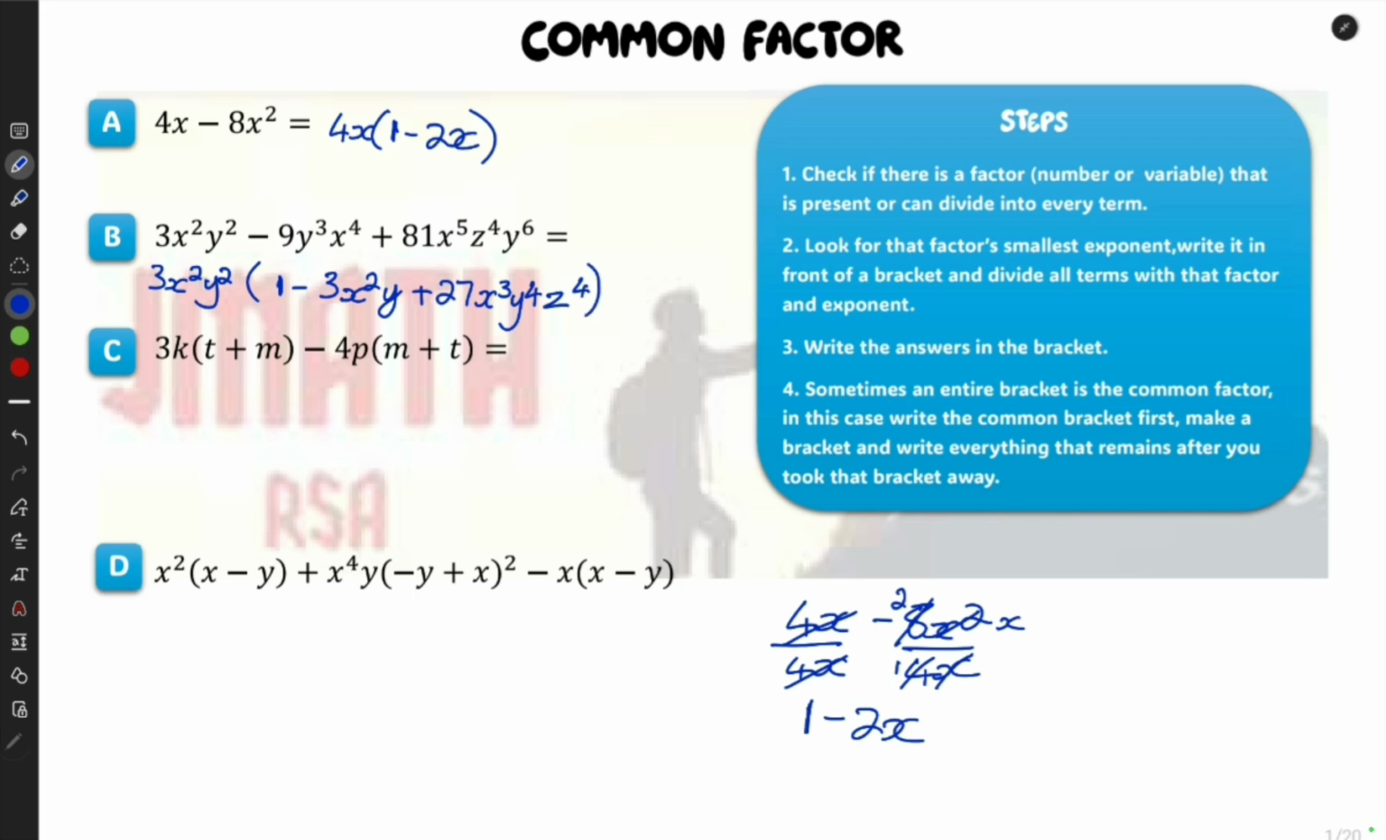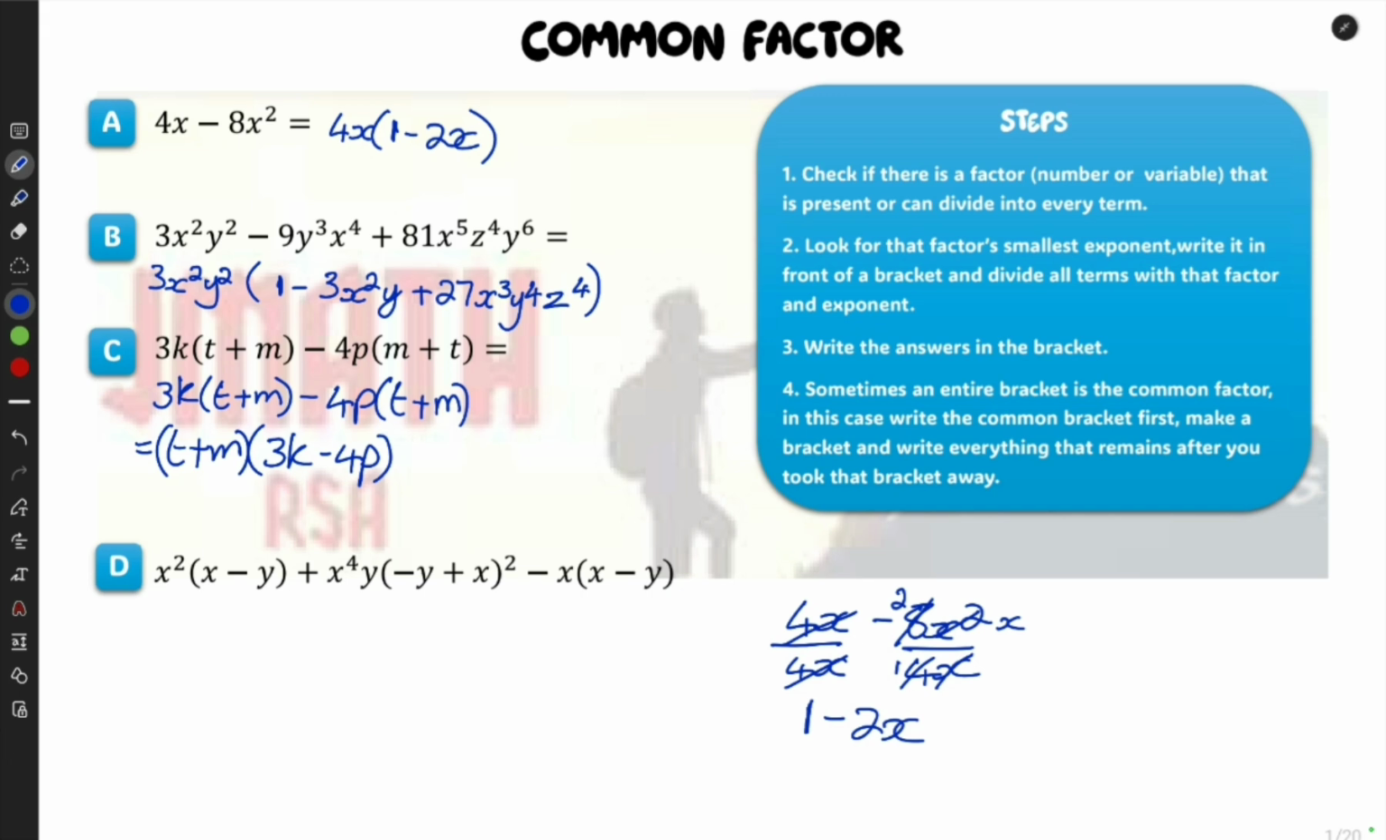Question C. Sometimes the bracket is the common factor. So then I just need to see, are the brackets identical? So in this case, if there's a plus between the terms in the bracket, I can just shuffle in any order that I want it. So in this case, I want t plus m. So in the last bracket, because there's a plus, I can just shuffle and I don't need to do anything else. Now the bracket is the same. I can take it out, it becomes t plus m. And then what remains is 3k minus 4p.